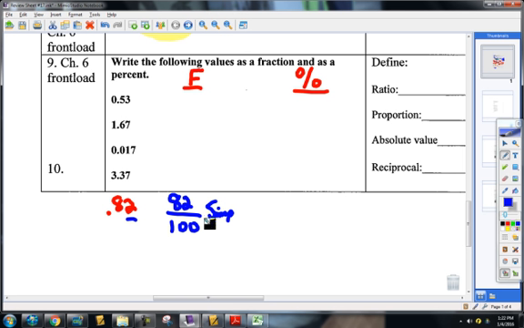Now I'm going to skip that step just because. But if you don't simplify it, I guess I can just simplify it real quick. Whatever. They're both even. That's going to be 41 50ths, and that would be in simplest form there. So that would be your fraction.